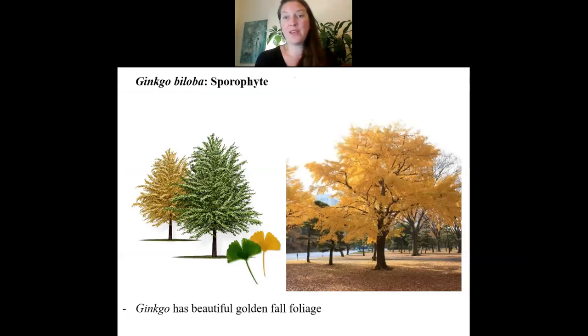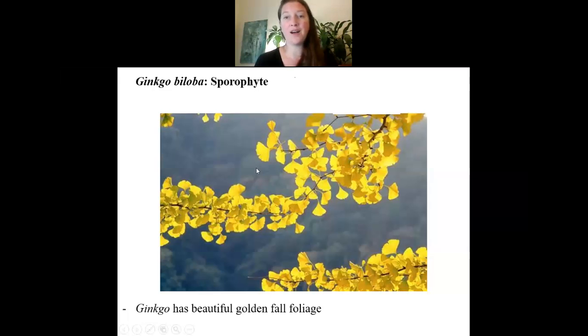Another cool thing about ginkgo and the fact that it can be planted in so many cities is it has really beautiful golden fall foliage. So when fall comes, ginkgo turns bright yellow or bright gold, and it's very, very stunning. Look, nice. Very relaxing, right? So beautiful golden fall foliage in the fall, which is really nice.